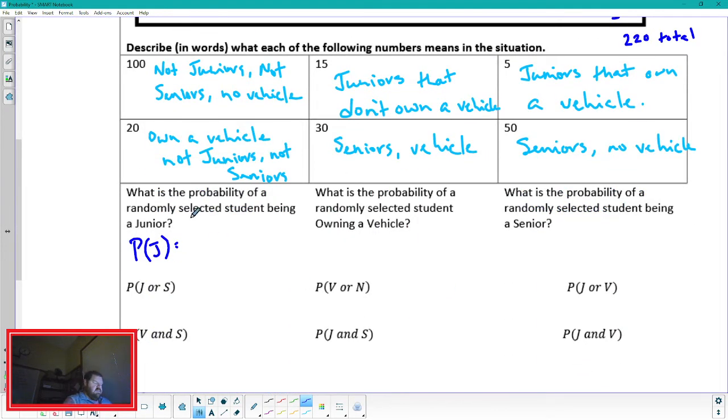So the probability that someone was a junior, we said was 20 out of 220. Now if we reduce that, an easy way to reduce it is to drop the zeros and then figure out what we have. We have 2 out of 22 or 1 out of 11.